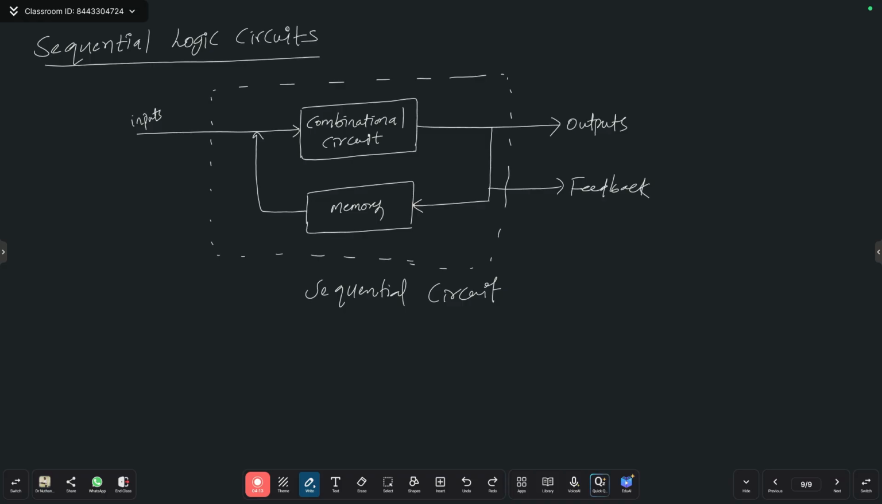The information stored, carefully understand the definitions and statements. The information stored in a sequential circuit represents the present state.